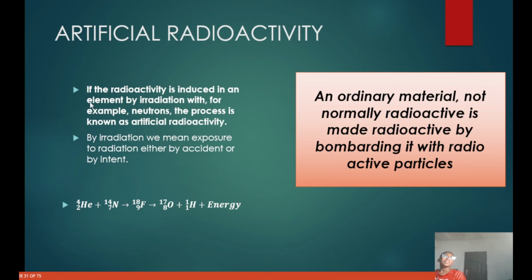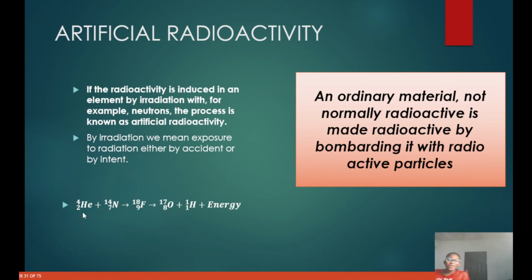Artificial radioactivity. If radioactivity is induced in an element by irradiation, for example with neutrons, the process is known as artificial radioactivity. By irradiation, we mean exposure to radiation either by accident or by intent. That is, if we expose an element to radiation and it emits either the alpha or the beta particle, then we call it artificial radioactivity. That is, it's not spontaneous, it's not natural.